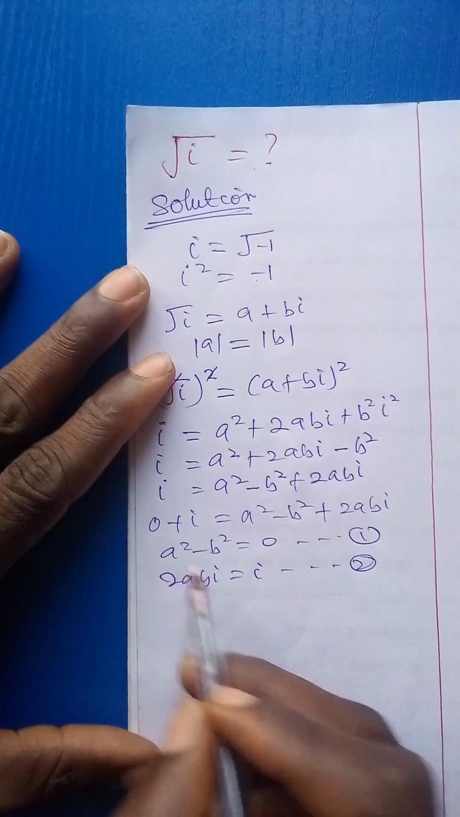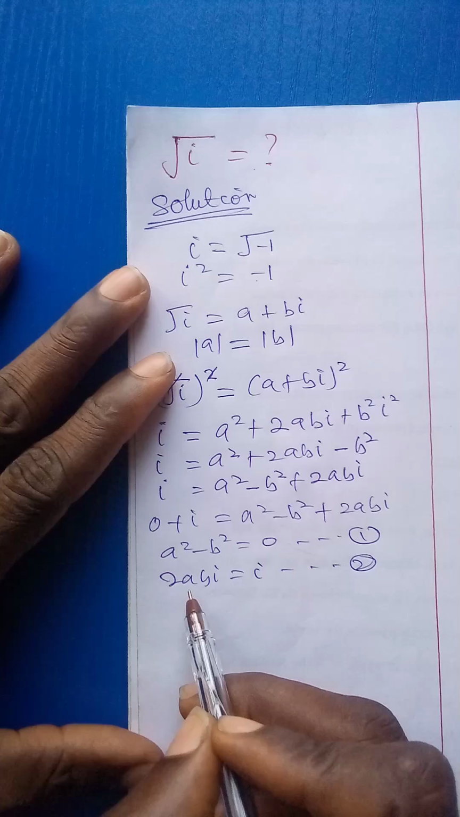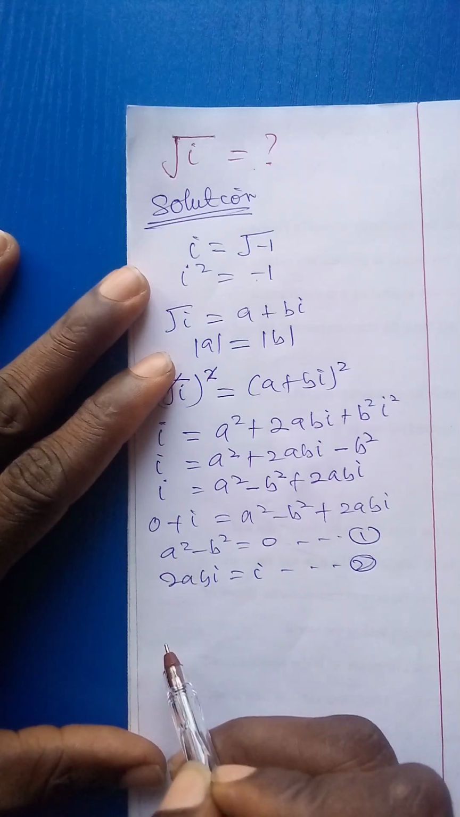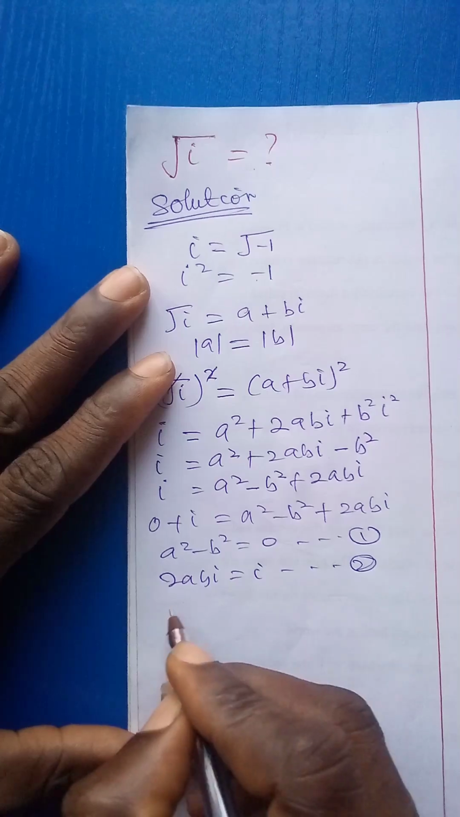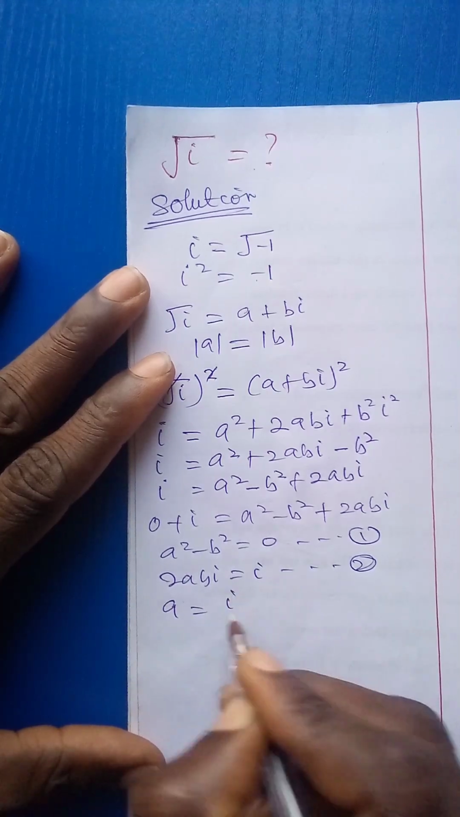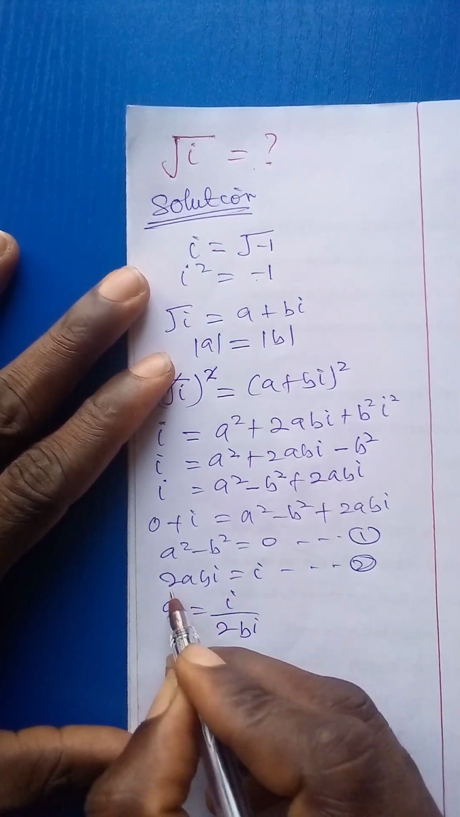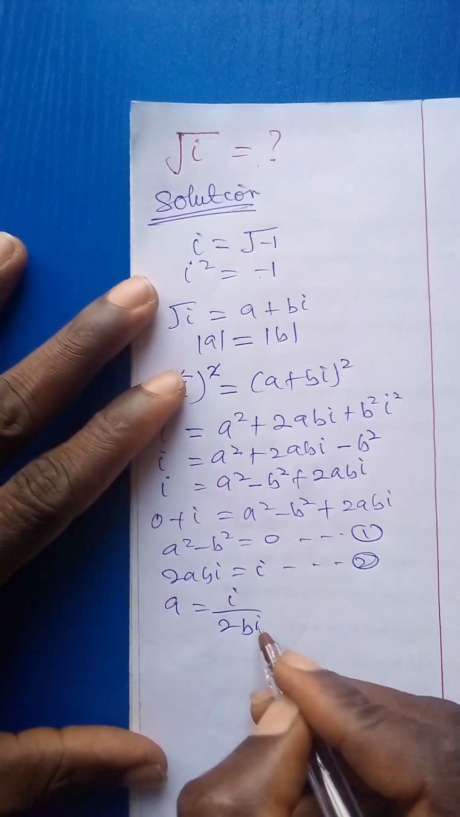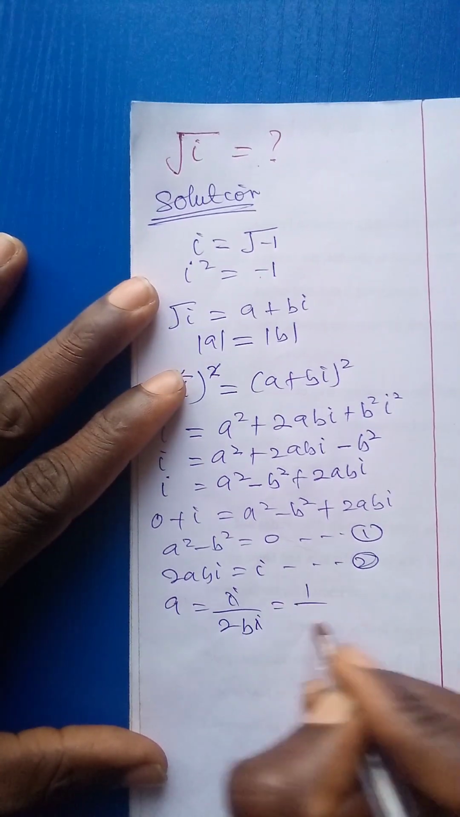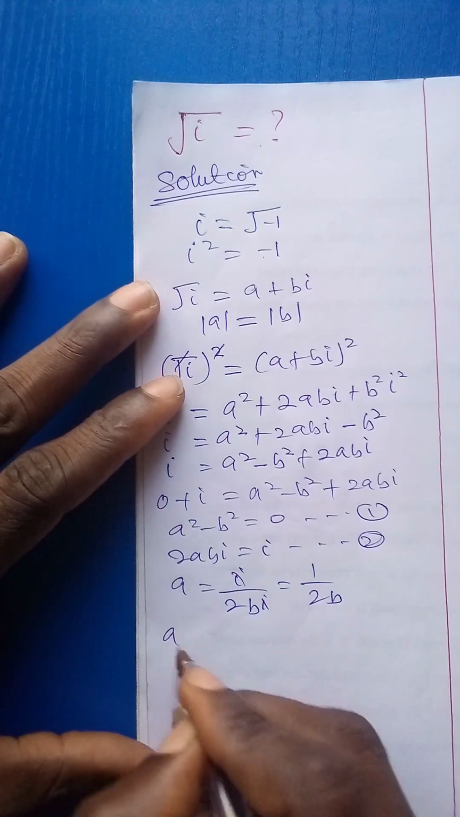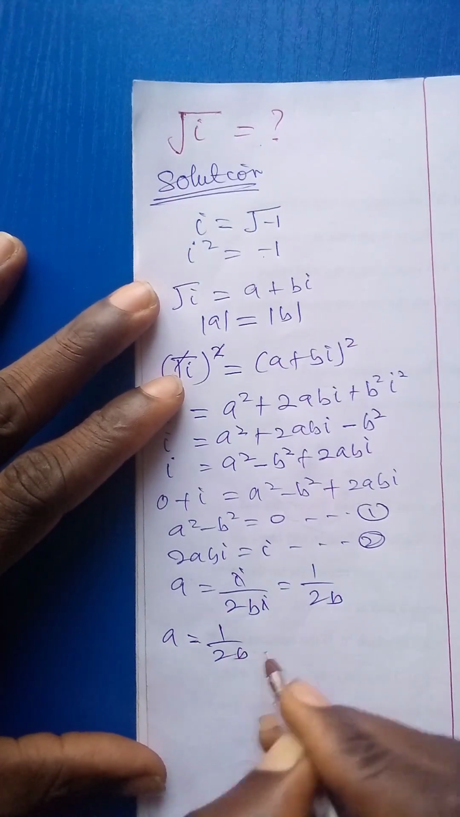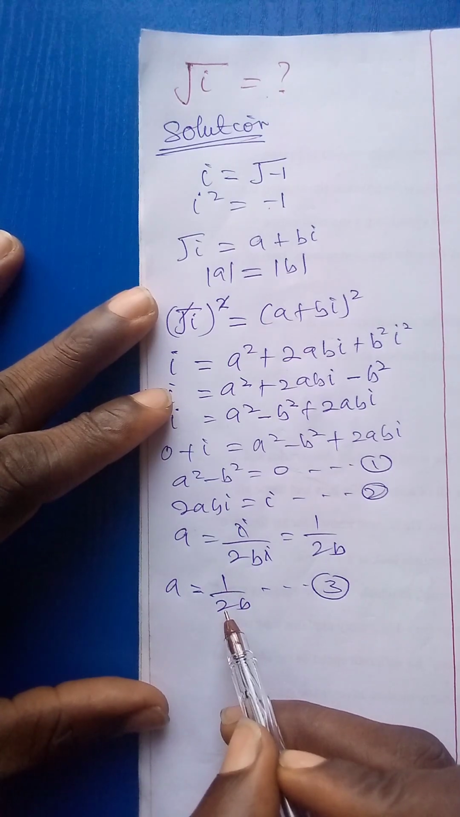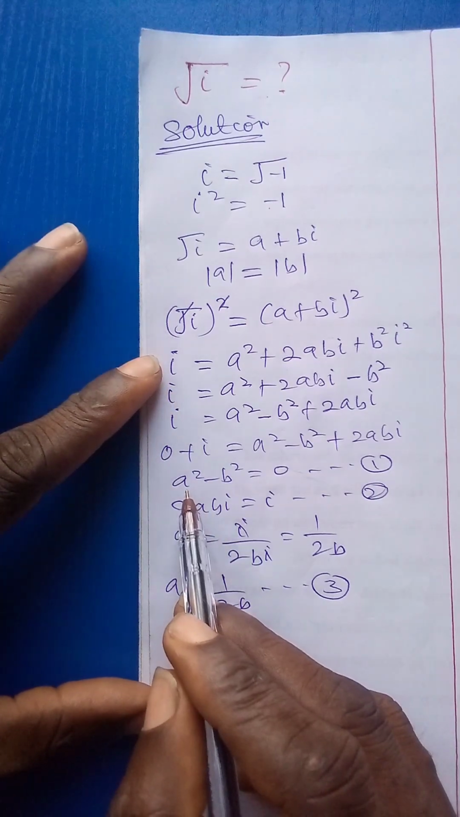Now to solve 1 and 2 simultaneously, I'm going to make a the subject of equation 2 and then use the substitution method. So a equals i over 2bi if I divide both sides by 2bi. Now this and this will cancel out, giving us 1 over 2b. So a is 1 over 2b. Let's call this equation 3. We will now substitute 1 over 2b for a in equation 1.